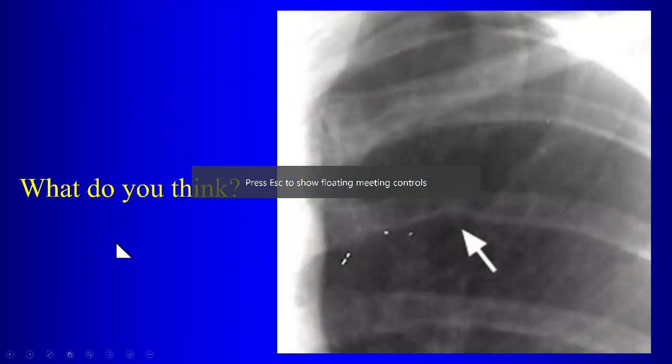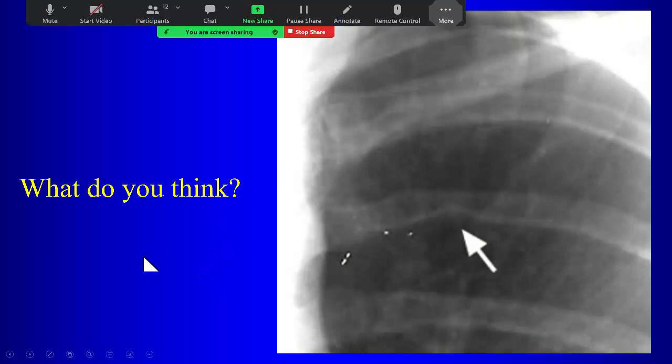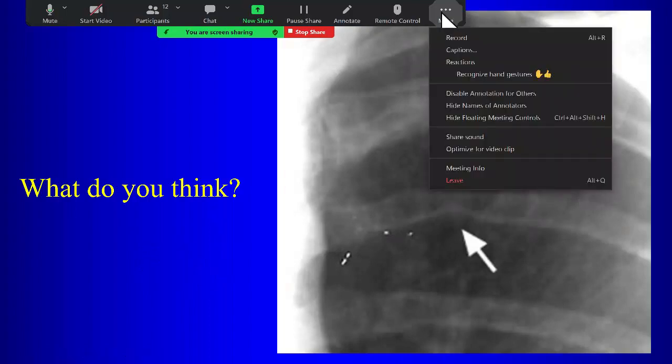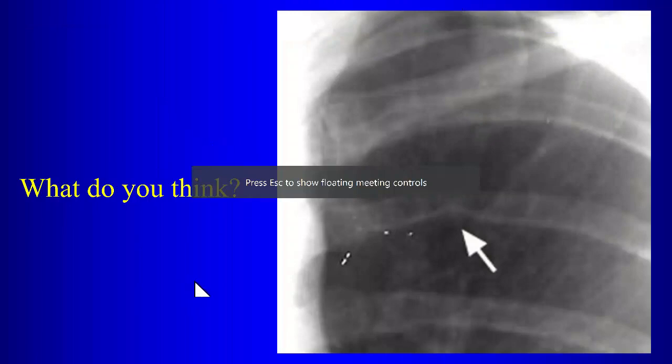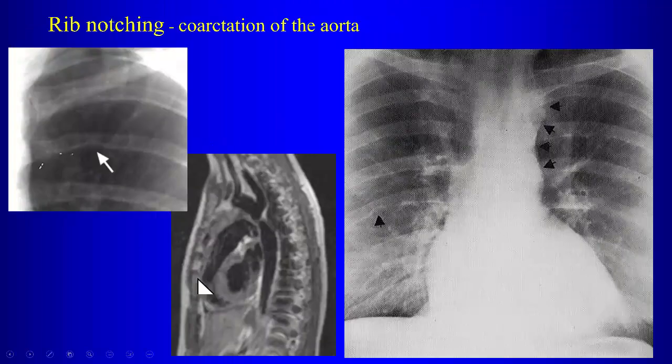So the arrow is pointing to a finding. What is the finding? Rib notching. So this rib notching is probably the most famous finding when we're talking about heart disease. Rib notching is associated with coarctation of the aorta. The problem with rib notching is if you look for it, you can almost imagine it on every film if you start looking for it. So it's a very subtle finding often. Sometimes it can be normal, it can be hard to convince yourself whether it's real or not, okay?